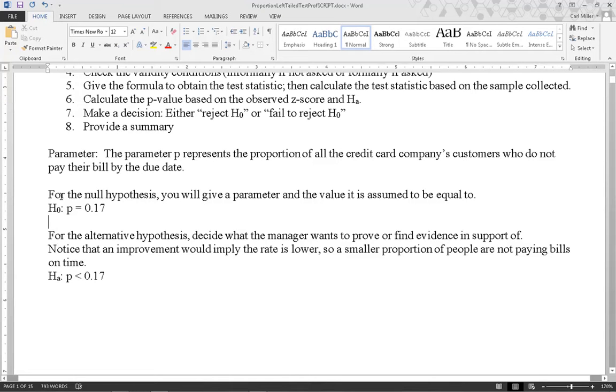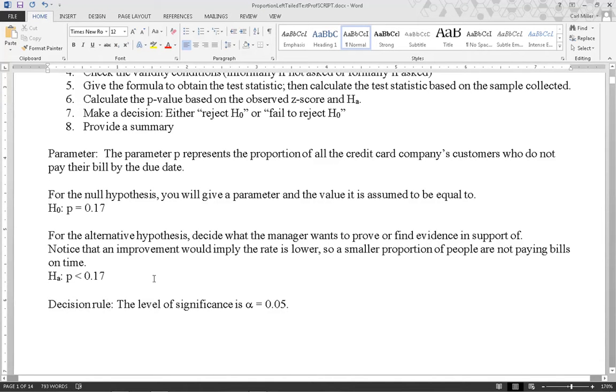For the alternative hypothesis, decide what the manager wants to prove or find evidence in support of. Notice that an improvement would imply the rate is lower, so a smaller proportion of people are not paying the bills on time. H sub A: P is less than 0.17.